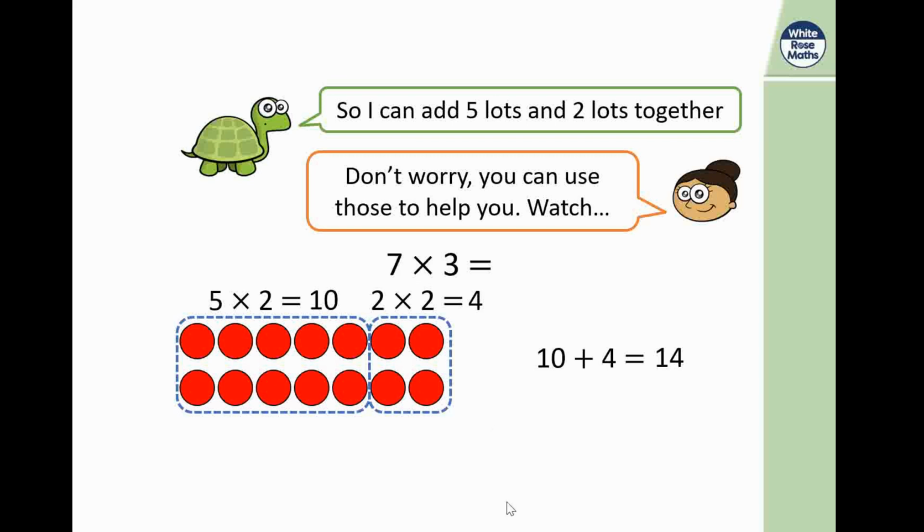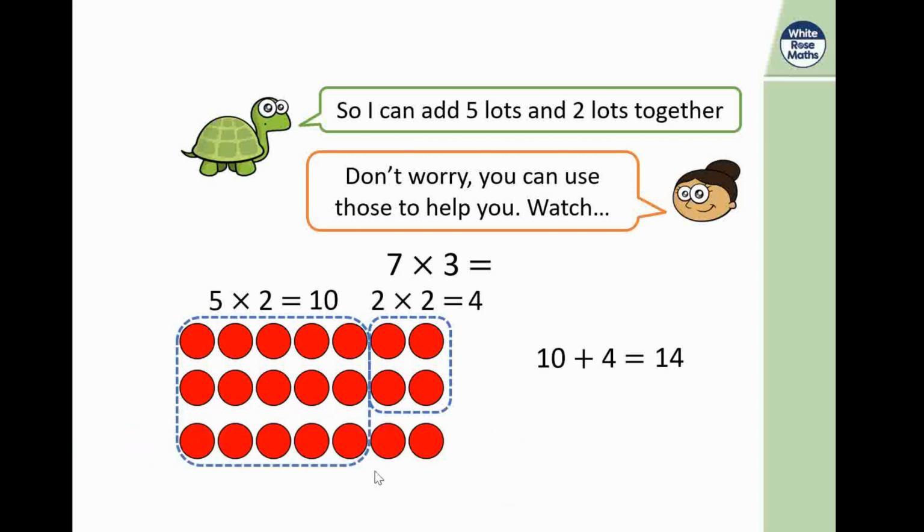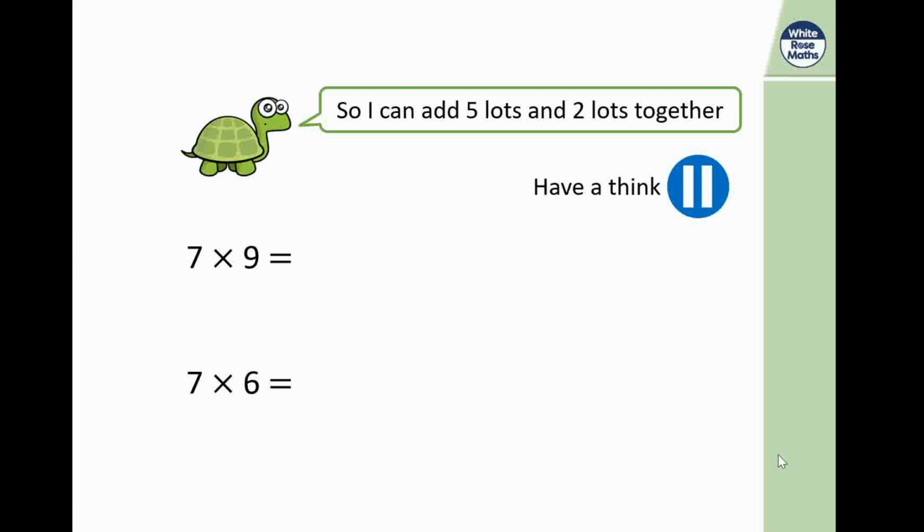Now they're doing 7 times 3. Let's have a look. So they've added another one. So this time it would be 3 times 5. Yeah, 3 times 5, because we're doing 3 times this time. And that makes 15. And here it would be 3 times 2, which gives us 6. And then we need to add the 6 to the 15. 15 plus 6 equals... so I can add 5 lots and 2 lots together. Right.